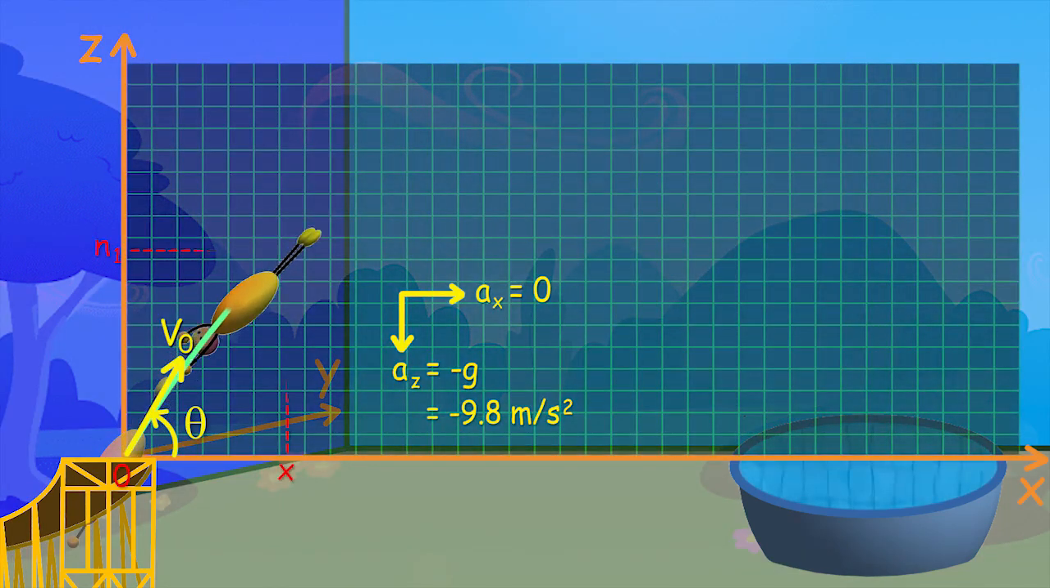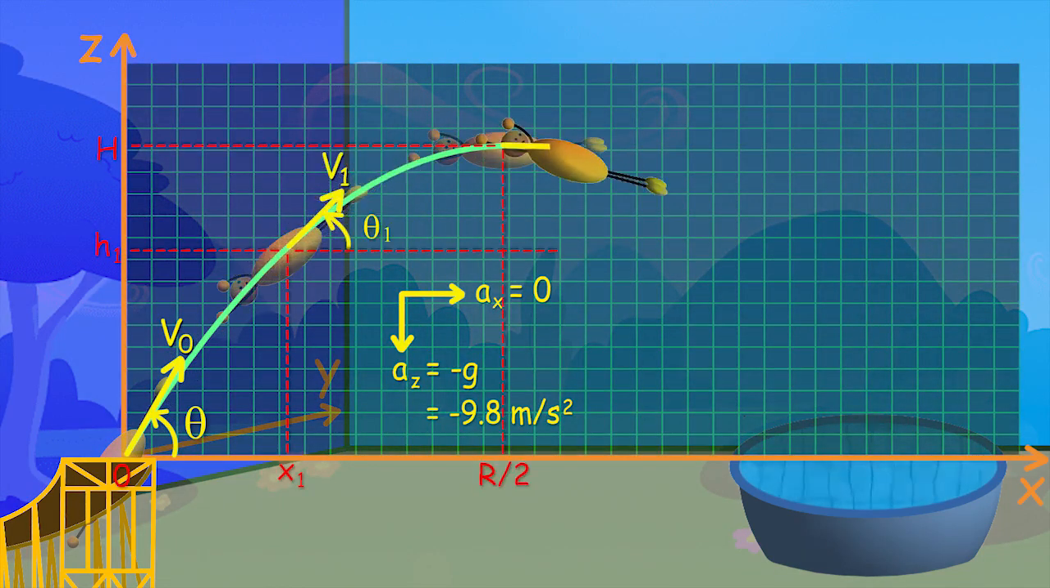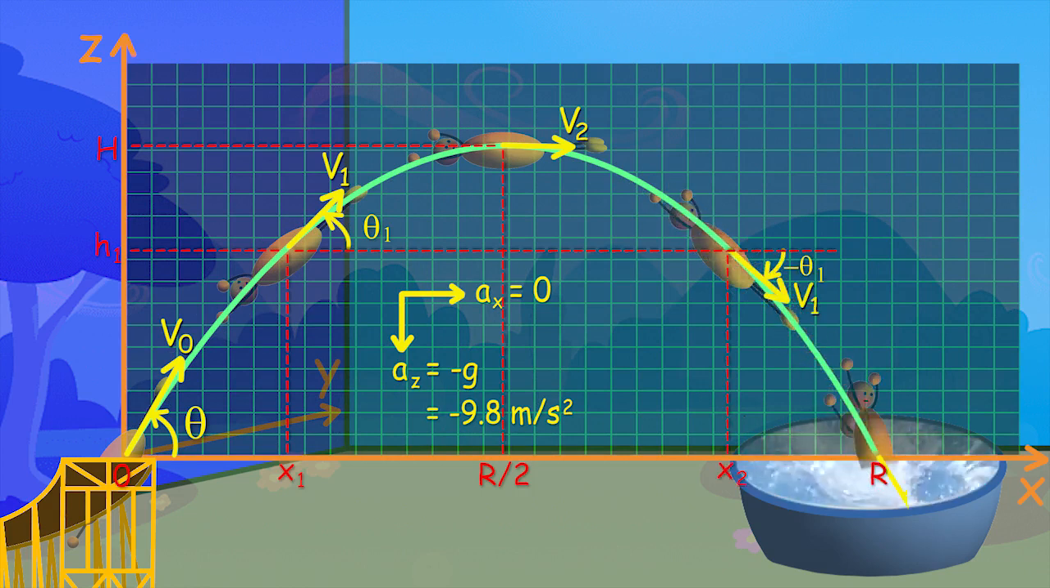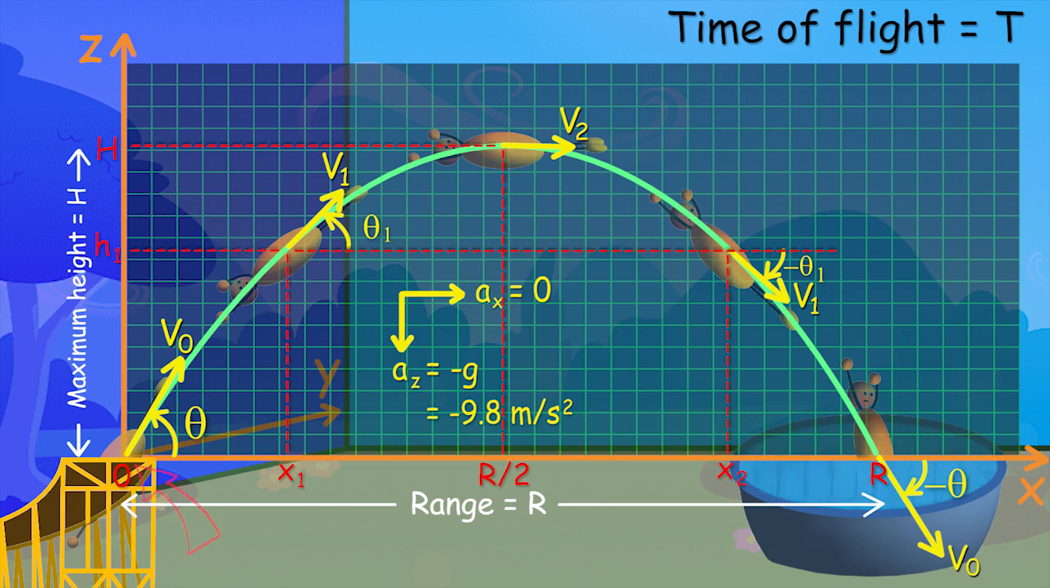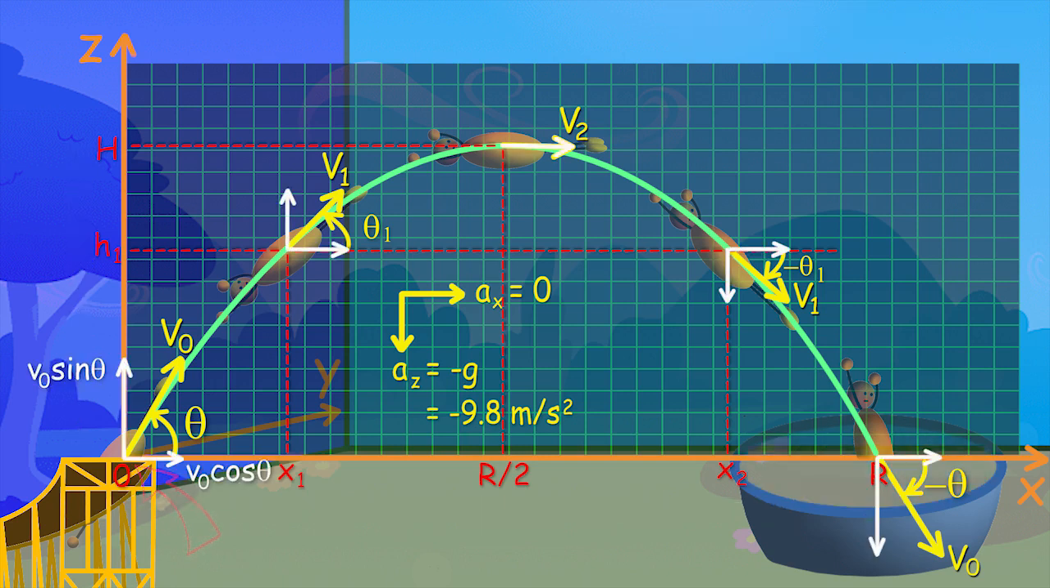Let the person leave the ramp at time t equal to 0 with velocity v0 along a direction which makes an angle theta with the positive x-axis. Also assume that the total time taken by the person to reach the water tank is T, the range is R, and the maximum height reached by the person is H. At x equal to 0 and t equal to 0, the x component of his velocity is v0 cos theta, and the z component of his velocity is v0 sin theta.